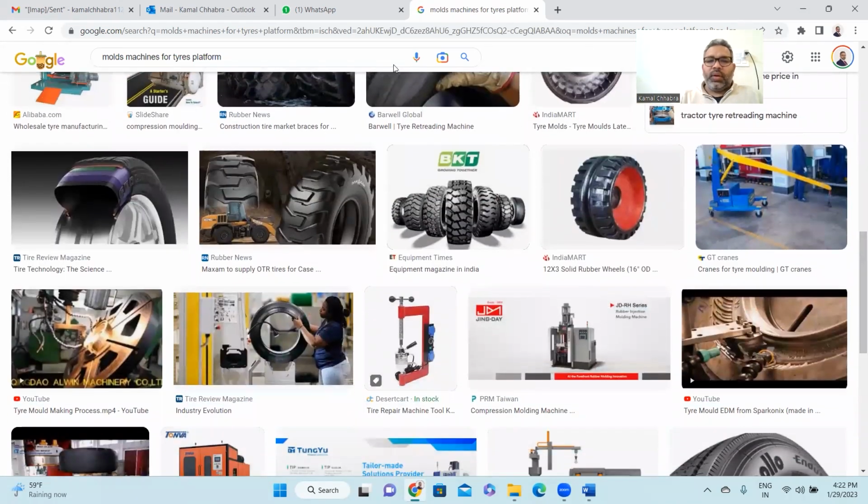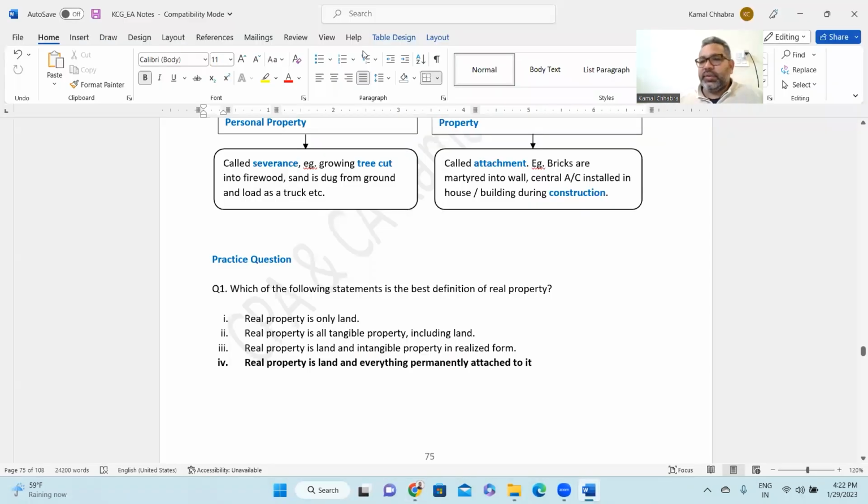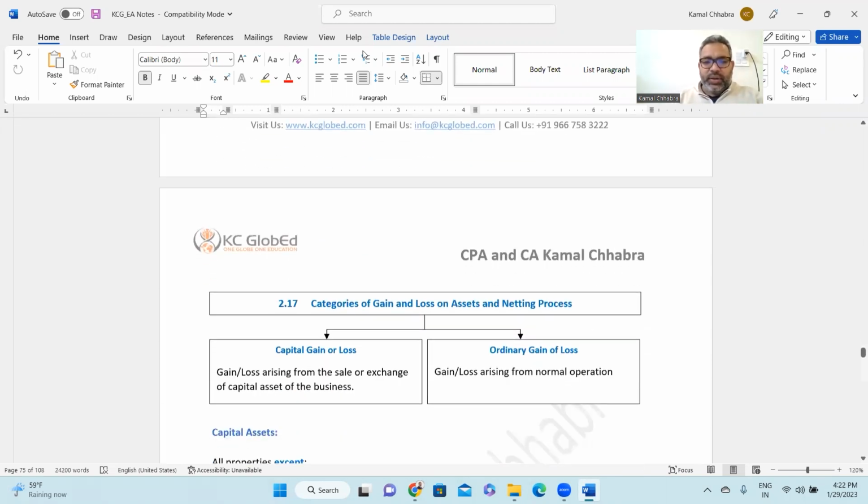Sometimes in books, when we read theoretically, it looks very theoretical, very easy: there's a land and there will be a building. But when you see real-time experiences, for example, if you are auditing such a company, or doing taxes for such a company, you need to treat the respective fixed assets correctly. That's important, right? So I think this is the first concept we are done with.